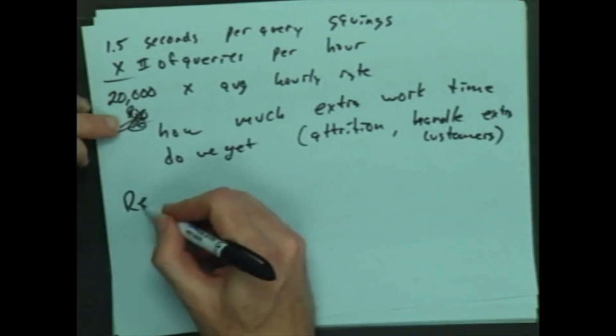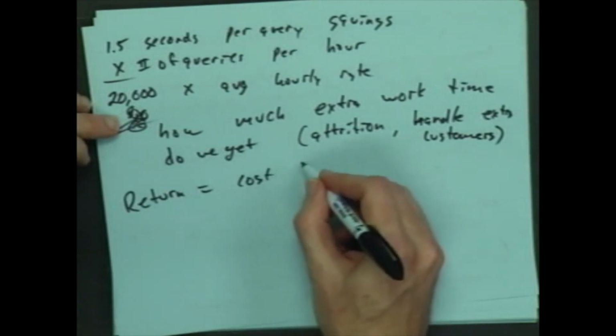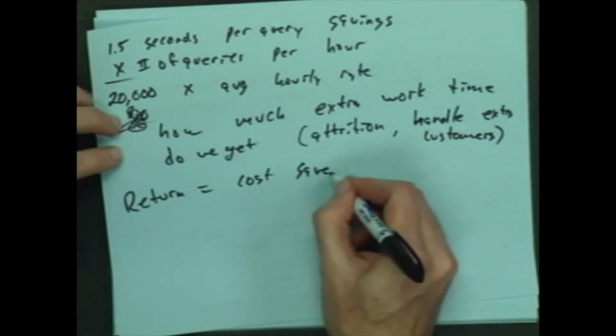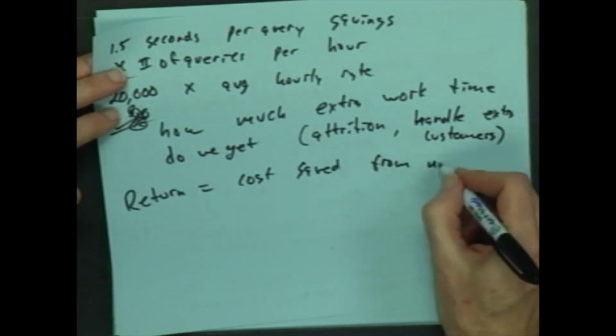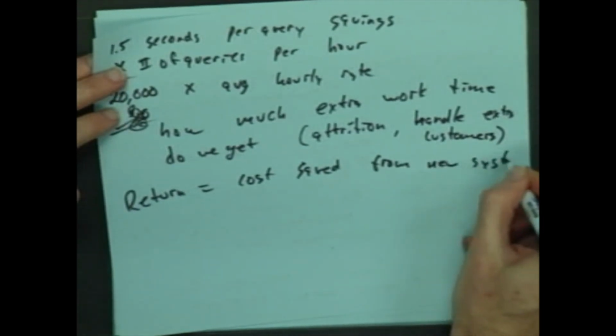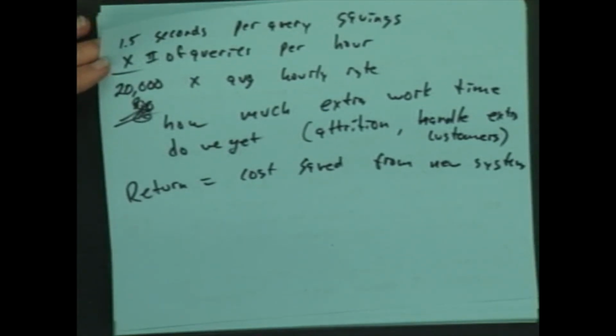So the return is the cost saved from the new system. So just remember that when you're doing your internal rate of return. It's far better to quantify it if you can.